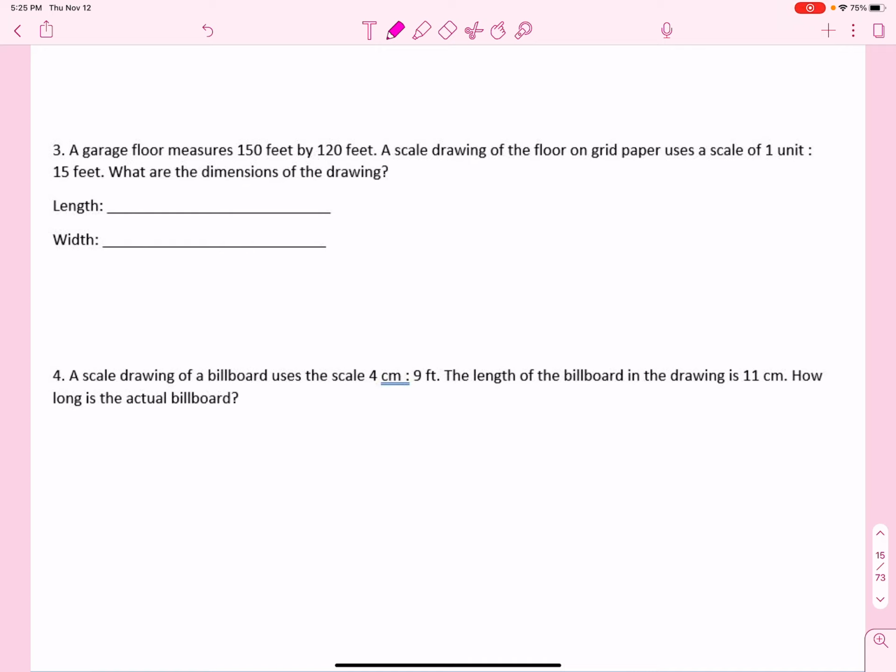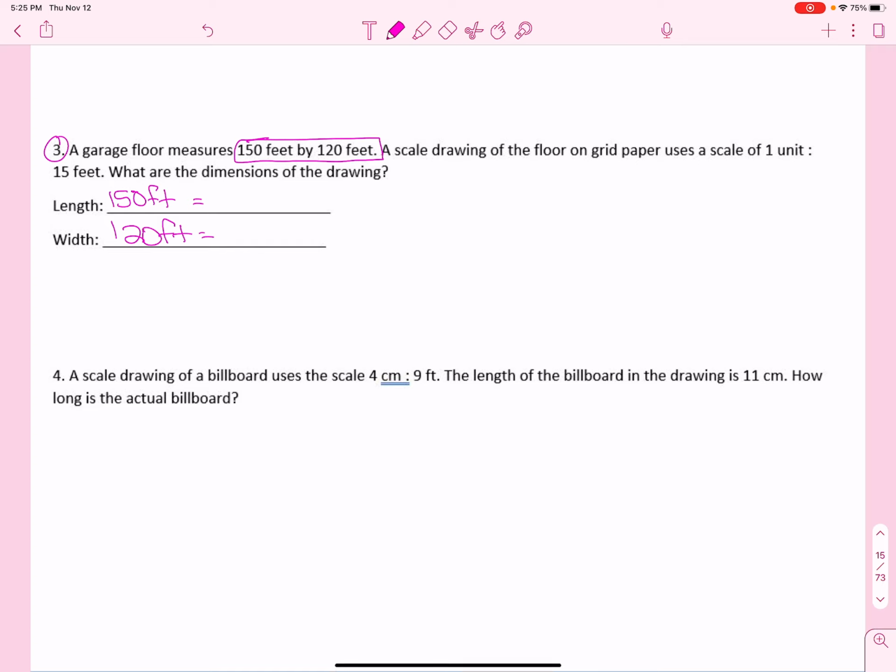All right, this one, number 3, does not have a picture. So we have to either draw it or think about that. A garage floor measures 150 feet by 120 feet. So this started off at 150 feet and 120 feet.